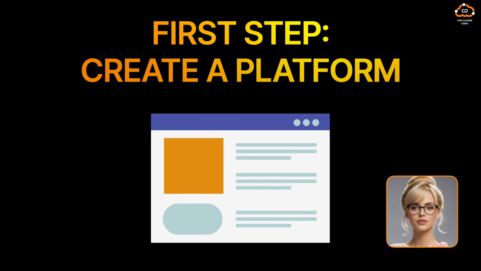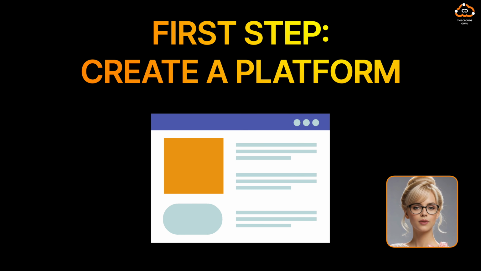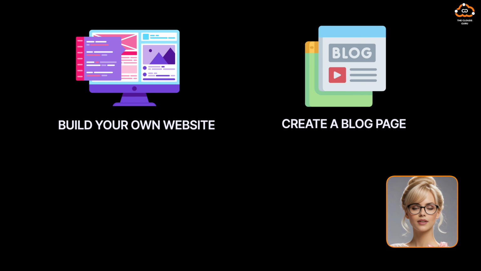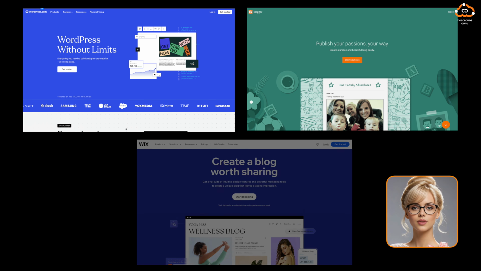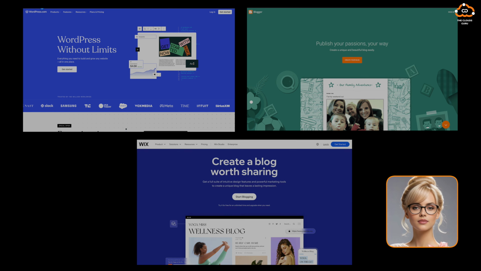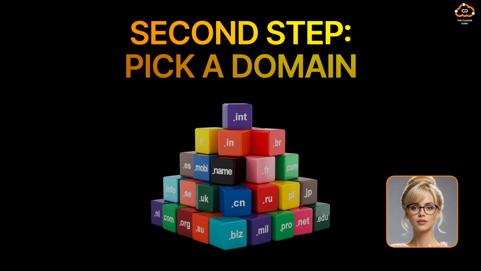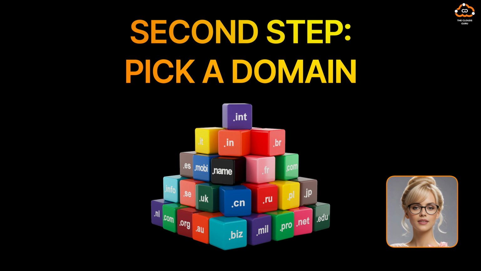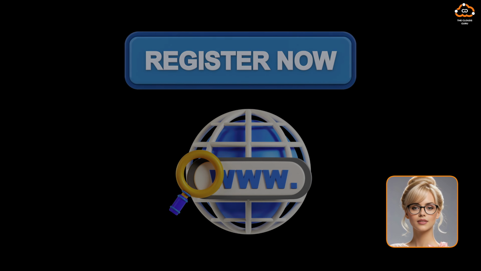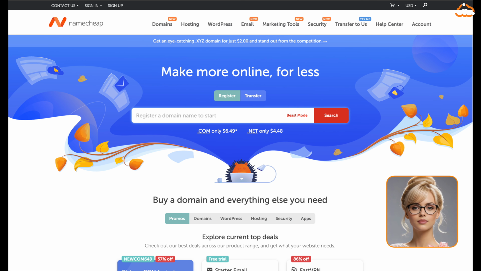The first step is to create a platform where you publish your blogs. You can either build your own website or create a blog page using platforms like WordPress, Blogger, or Wix. Choose what works best for you based on your skills and needs. Next, pick a domain name that reflects your blog's identity. It should be easy to remember, and it's a good idea to keep it short and unique. You can register your domain through sites like GoDaddy or Namecheap.